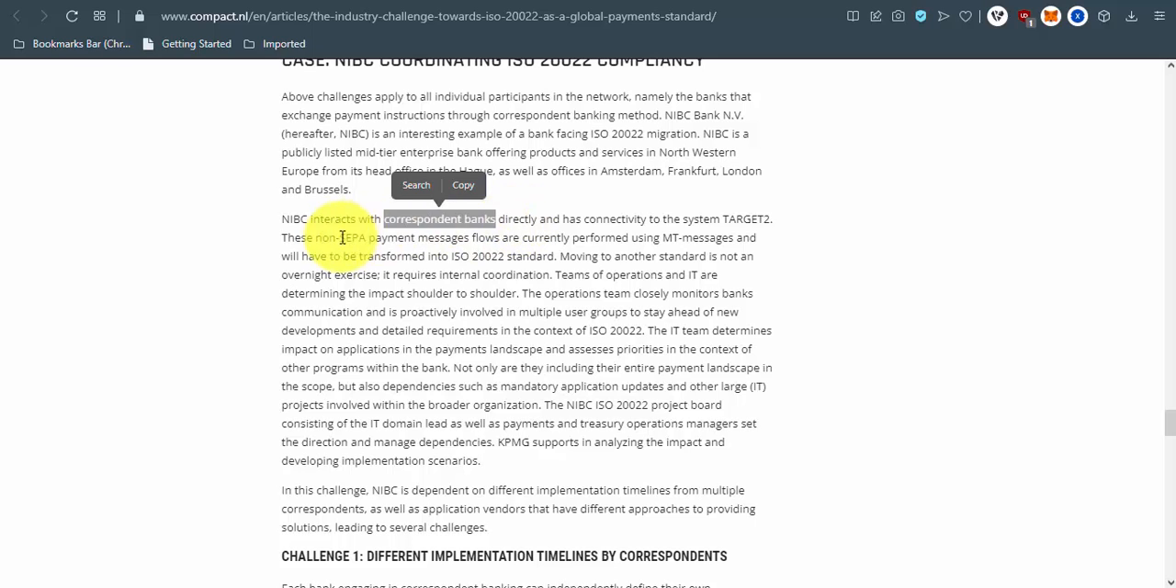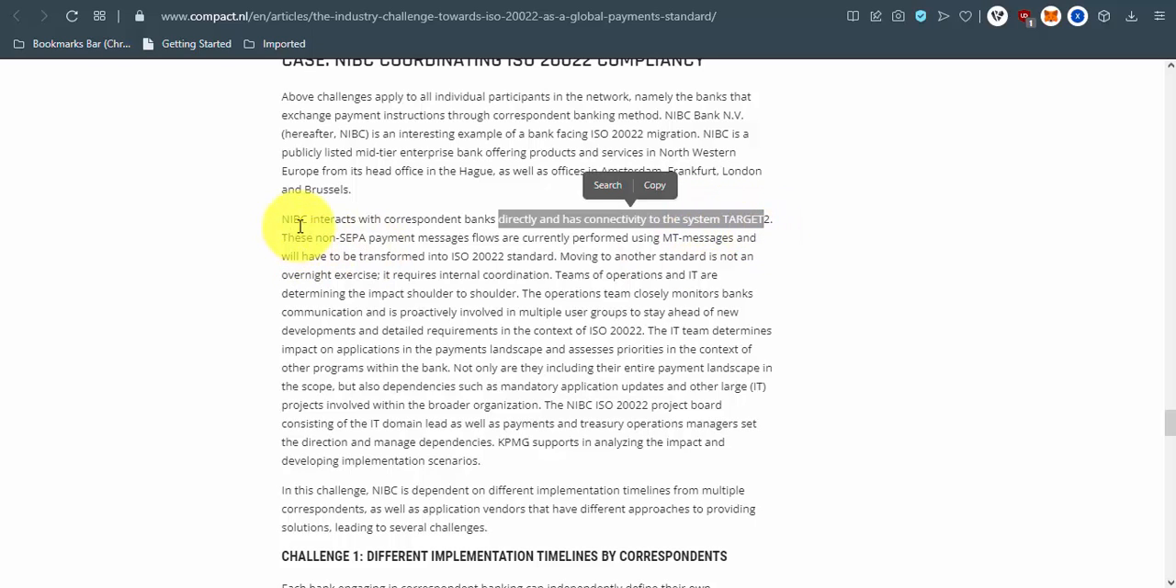So NIBC interacts with correspondent banks directly and has connectivity to the system TARGET2. So NIBC basically is a bank that is a direct participant of the TARGET2 RTGS system. So it has a direct account with the central bank, so it can benefit from TARGET2. And as a result, it also interacts with correspondent banks, and it's able to process payments for these correspondent banks, because remember, these banks don't have direct connectivity to the TARGET2 system, so they use NIBC instead.